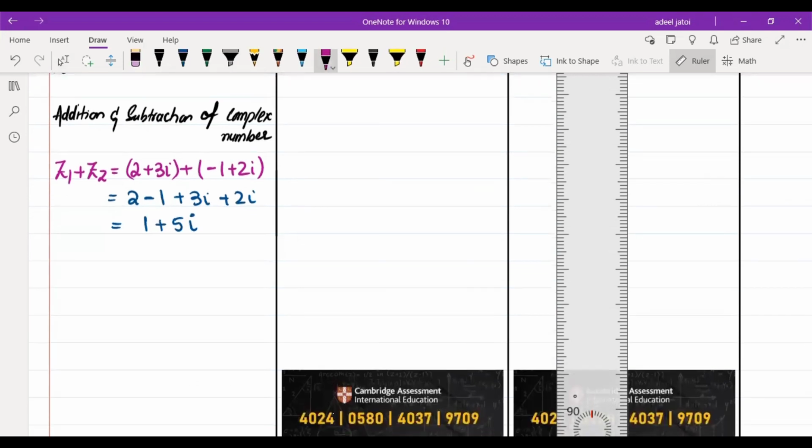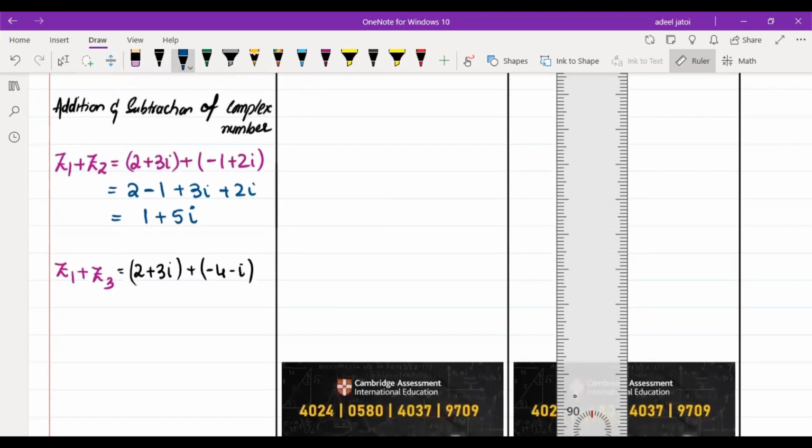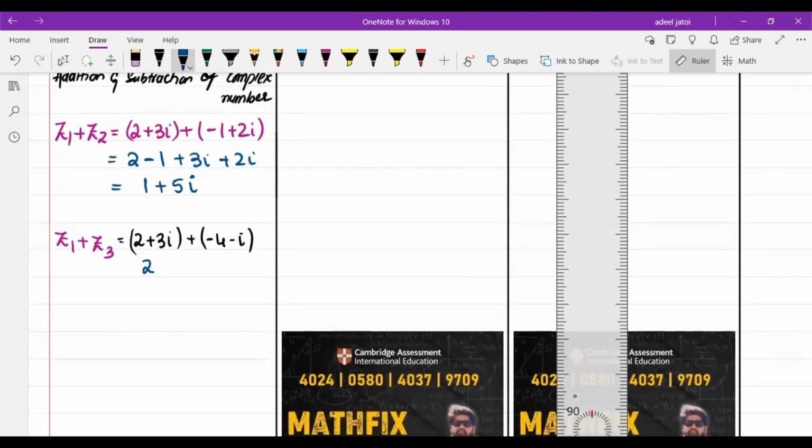Let's do another example of this. Z1 plus Z3. Now Z1 is 2 plus 3 iota and Z3 is minus 4 minus iota. So if we just solve this down, we'll write this as 2 minus 4 plus 3 iota minus iota. So this should be minus 2 plus 2 iota.